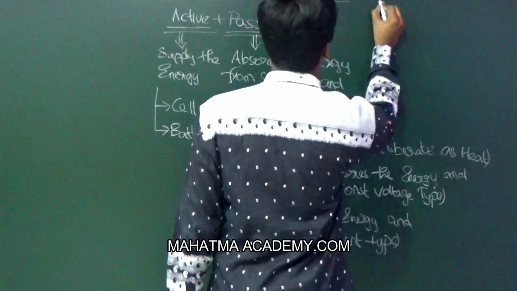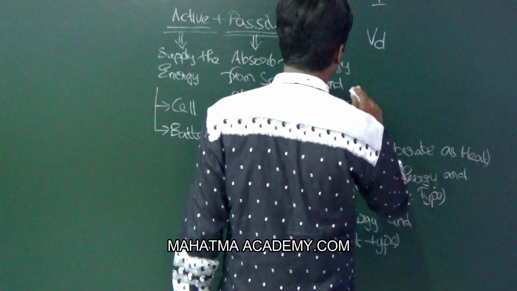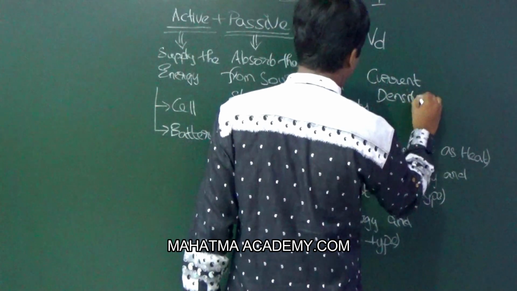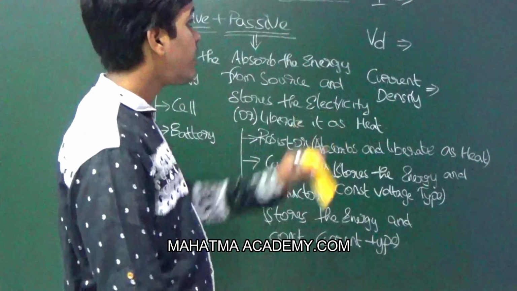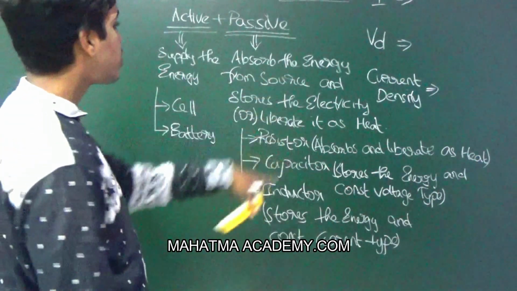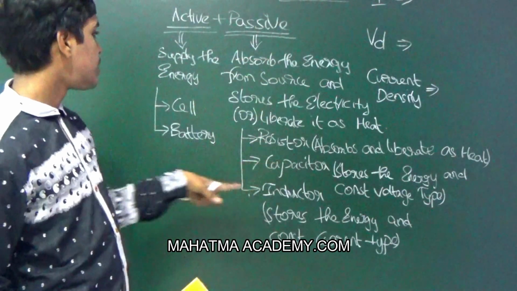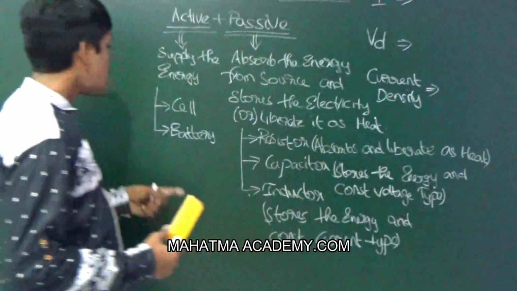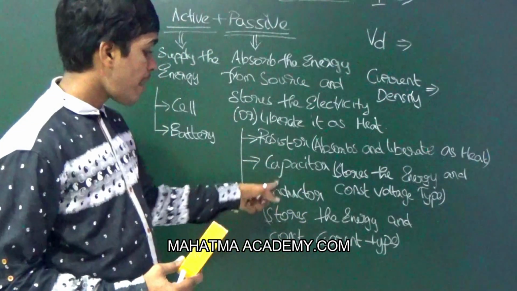I will write here current, next drift velocity, that is Vd, and the current density. Now we will discuss these three topics, and I will explain each term. First, the components of the electrical circuit are active and passive. The active ones supply energy. The passive ones absorb the energy and store it or liberate it as heat. The examples of active components are cell as well as battery. For passive, the examples are resistor, capacitor, inductor.